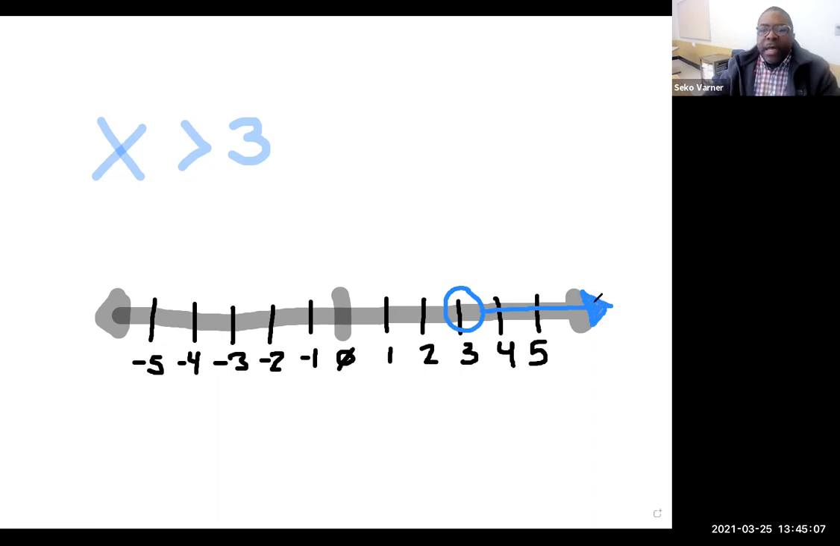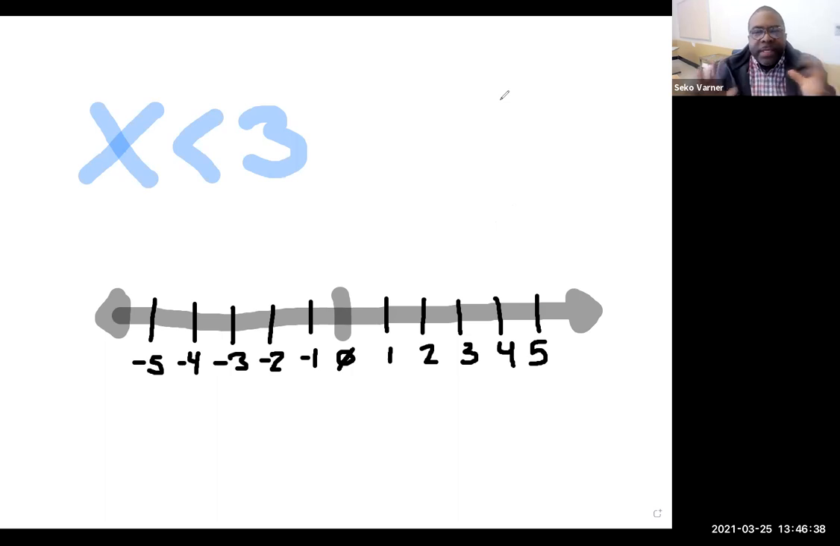Now, let's say that instead of greater than, it said greater than or equal to. Well, if that was the case, instead of having a hole, we would have a filled in circle. Okay, so that's going to be the first example. Let me do one other example.